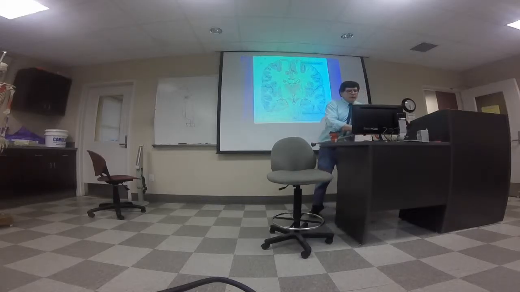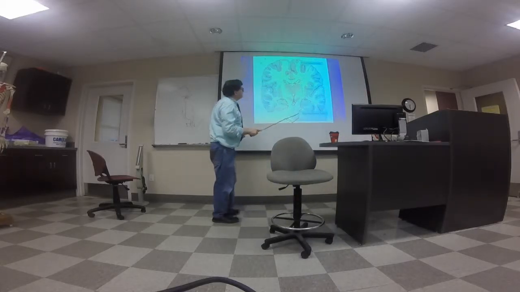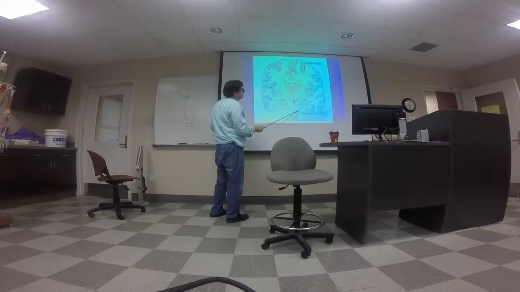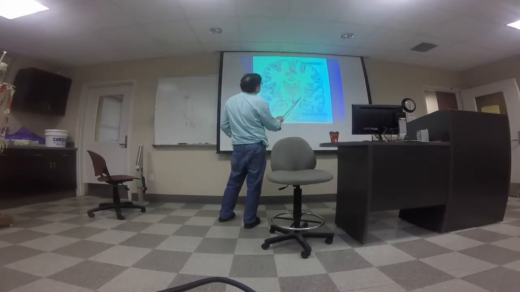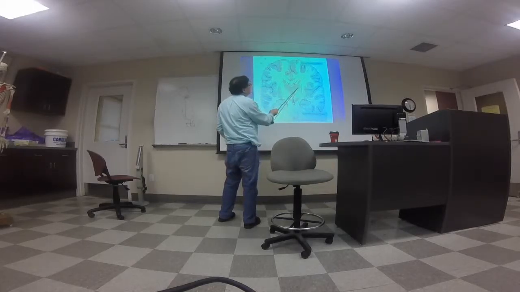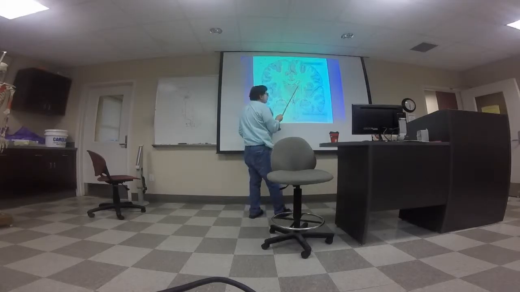So here what I'm showing is that you have an ascending sensory tract coming up from the brainstem in this case. Here it's moving up into the internal capsule, and it's synapsing here in the thalamus. From the thalamus, a third neuron is going to then travel to the cortex.